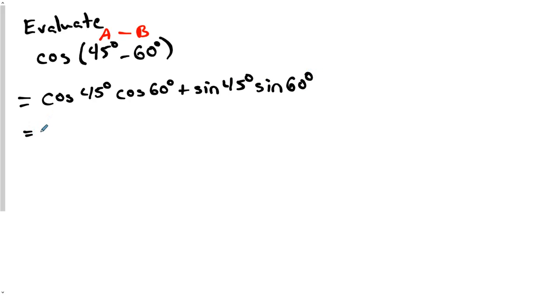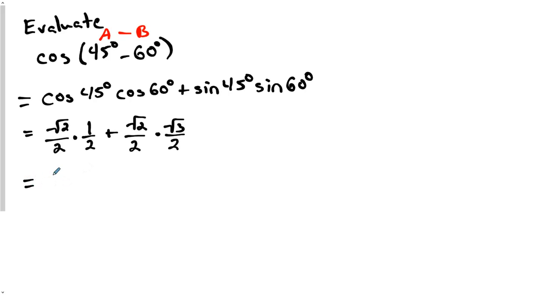Now, all of these can be evaluated using the unit circle. So cosine 45 degrees is square root of 2 over 2. Cosine 60 degrees is 1 over 2, so that's a multiplication, plus sine of 45 degrees, which is actually square root of 2 over 2, and sine of 60 degrees is square root of 3 over 2.